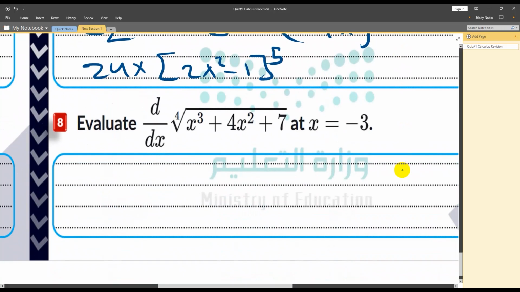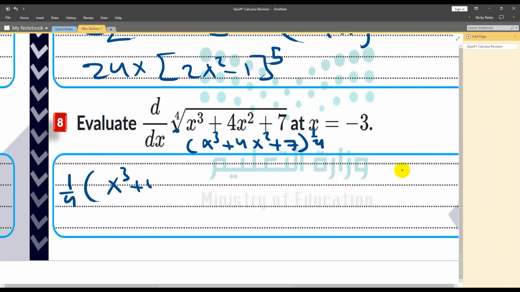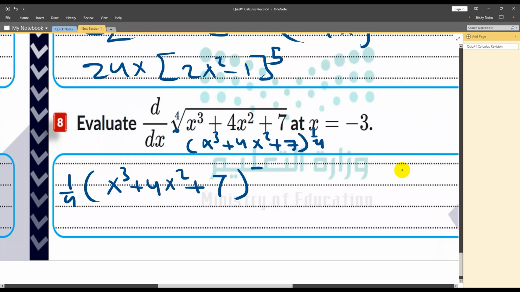Okay, this one, actually you cannot use the shortcut of the square root, you have to make it power 1 over 4. So this one is the same as (x cubed plus 4x squared plus 7) all to the power 1 over 4. Let's get the derivative with the power rule, so it will be 1 over 4 with the same thing inside, and then minus 1, so it will be negative 3 over 4. Don't forget to multiply by the derivative, so it will be 3x squared plus 8x.